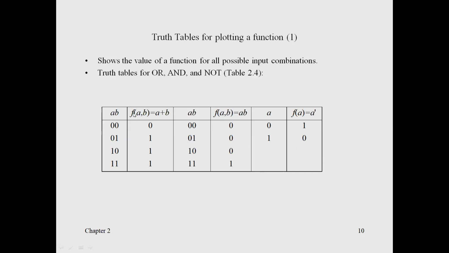So as you can see here, the basic way to write a function. If f(A, B) is equal to A plus B, suppose it's a function. There are two variables, A and B. Okay, so 0 plus 0 is 0, 0 plus 1 is 1, 1 plus 0 is 1, 1 plus 1 is 1.